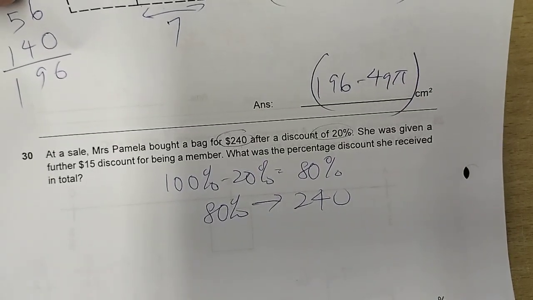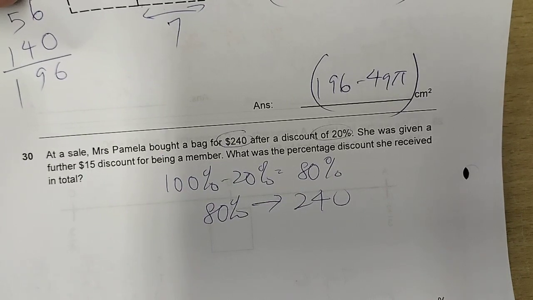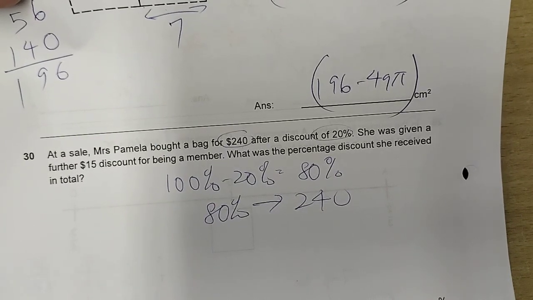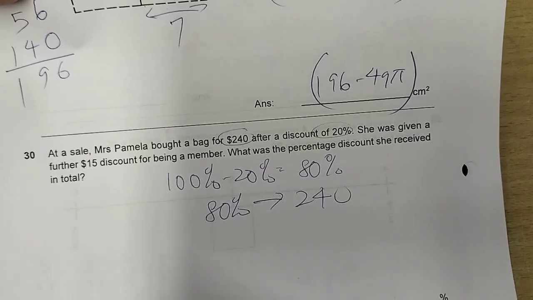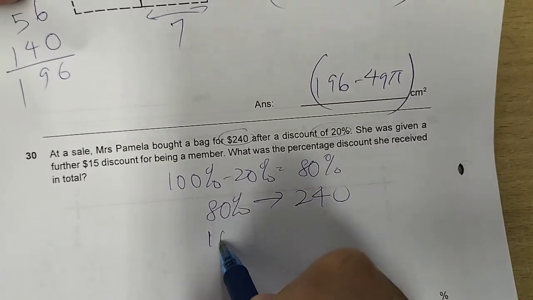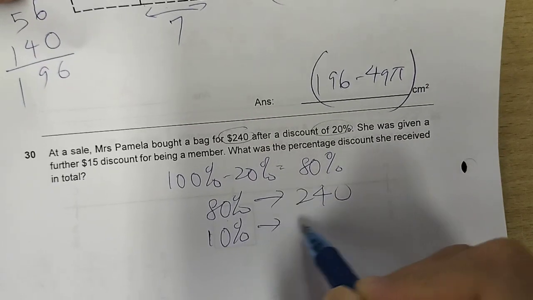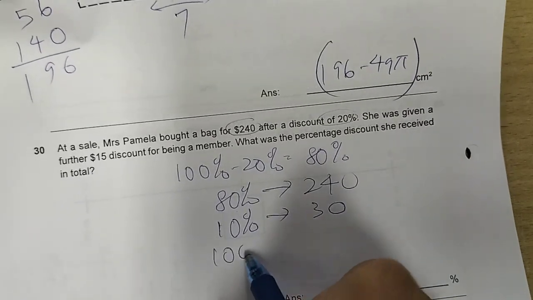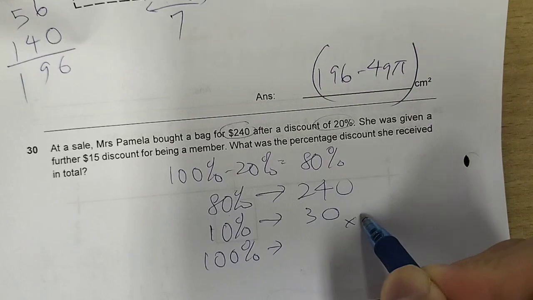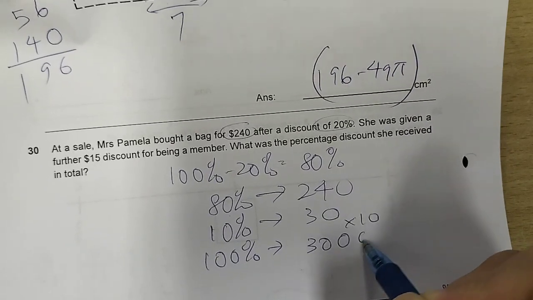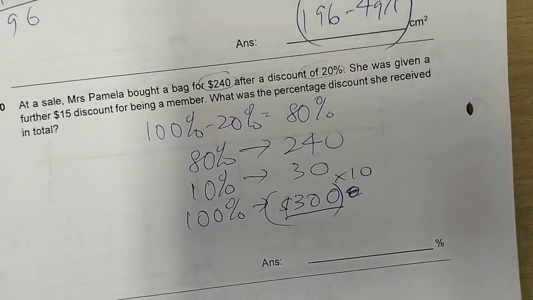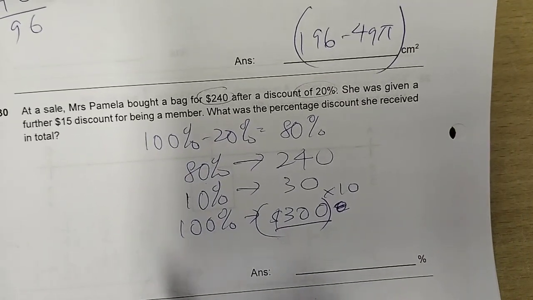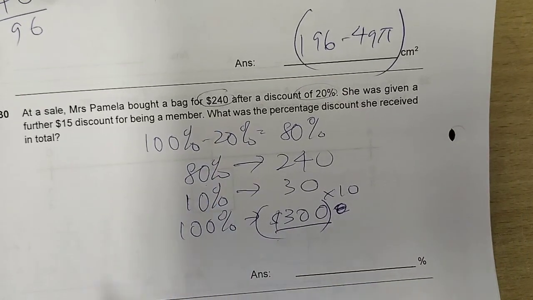But hang on a moment. Because she was given another 15% discount, let's find out the additional one later. So let's find out the total cost of the bag. So what is 10%? I divide by 8, I get 30. So 100%, I times 10. So the bag originally cost $300.